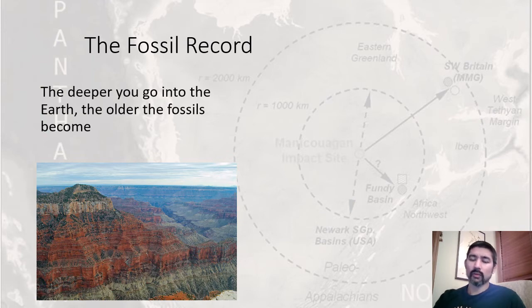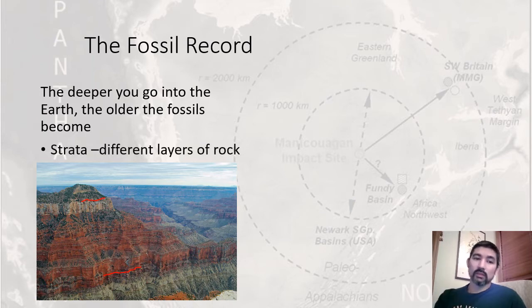Okay, and when we talk about the fossil record, one key idea to know is that the deeper that you go into the Earth, the older the fossils are going to be. And so if we look up here, like towards the surface, this layer here, if we find fossils there, they're going to be relatively recent fossils. If we start digging up fossils down here in this reddish area, then those fossils are going to be older, so on and so forth. Here we have, and these different layers of rock, these different layers of sediment are called strata.